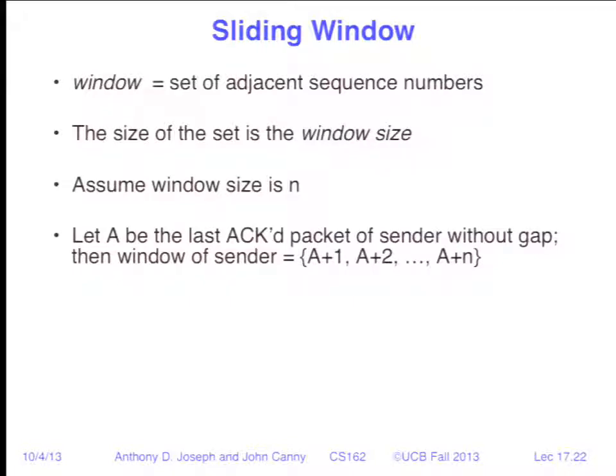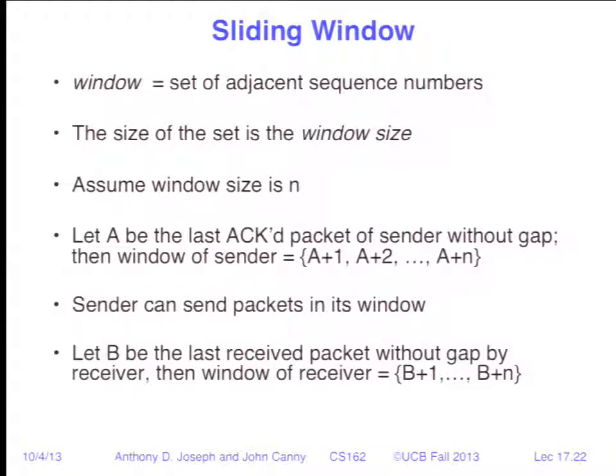So if A is the last acknowledged packet of the sender without gaps, right, so it's the last packet that we got in a continuous stream going back to the beginning of the connection, then the window of the sender is A plus 1, A plus 2, all the way up to A plus n. The sender can send packets in its window. So at the sender, we keep track of what was the last packet we got acknowledged from the receiver, and what are the packets we haven't had acknowledged yet.